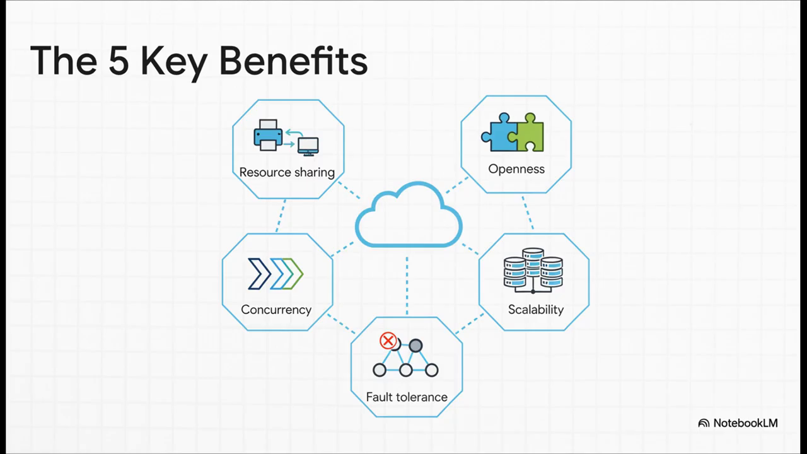Scalability? This is probably the biggest reason we do this today. Instead of building one massive, super expensive computer, you can just add more cheaper computers to the system as you get more users. And finally, fault tolerance. This means if one machine in your network goes down, the whole system doesn't crash. It can keep on running, which is obviously critical.